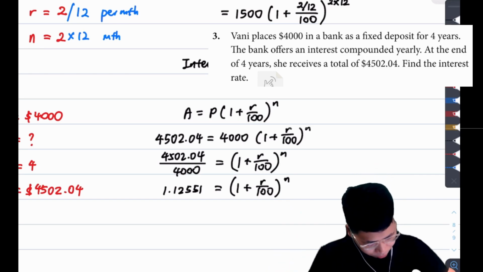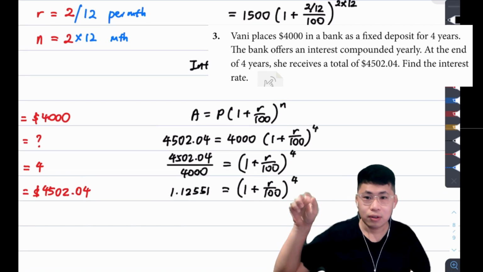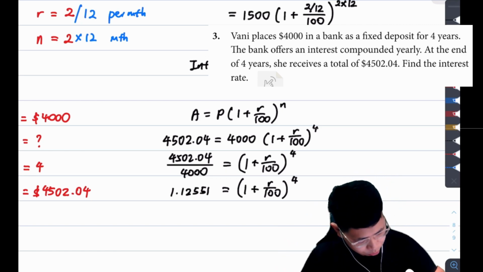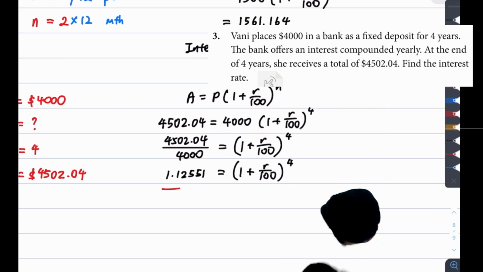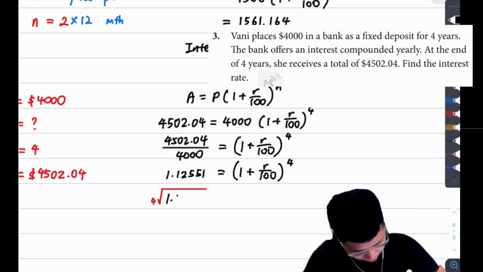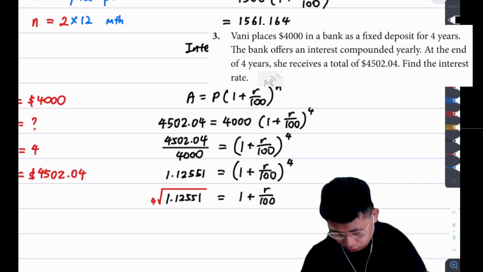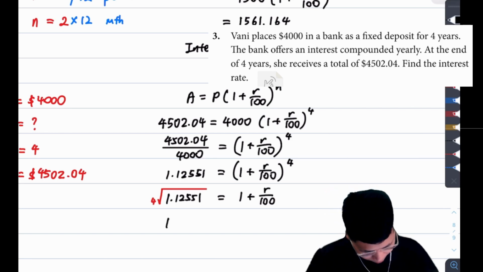Oh wait, our n, we forgot to sub in. N is 4 years. Right, n is 4 years. So how do we get rid of the 4 years? We need to take the fourth root of this thing. So we will need to take the fourth root of 1.12551. So the fourth root of 1.12551 is actually 1.03000 and so on.